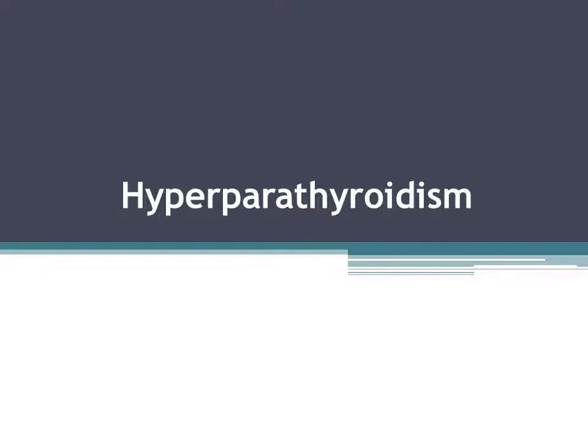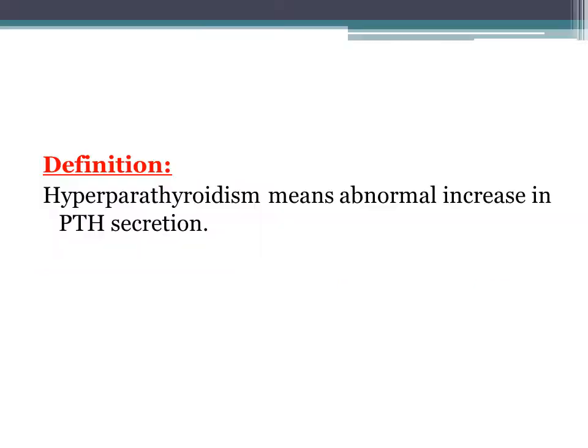Then we will talk about hyperparathyroidism. This is the next topic. The definition of hyperparathyroidism means an abnormal increase in parathormone secretion. So we must ask ourselves a question: what is hyperparathyroidism? It means an abnormal increase in the function of the parathyroid gland.